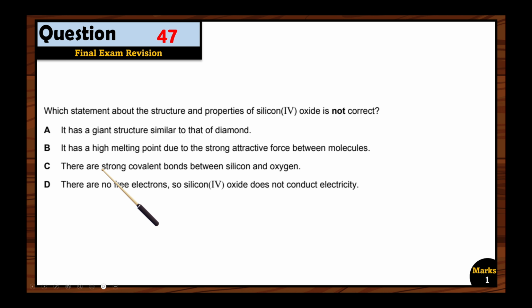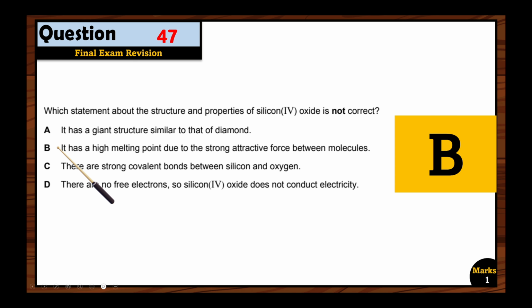Let's see option C. There are strong covalent bonds between silicon and oxygen. Yes, that's right. There are no free electrons, so silicon oxide does not conduct electricity. That's also right. So I already told you that option B is wrong, because the high melting point is because of the covalent bonds, not because of strong attractive forces between molecules. There is no separate molecule here.